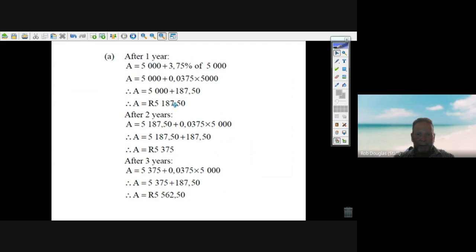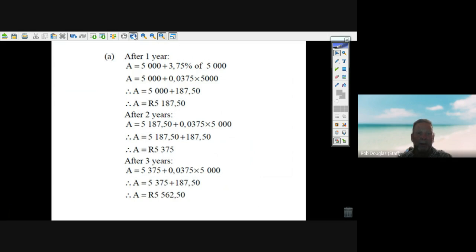And the way simple interest works, the next year, you make exactly the same amount, which is 3.75% of 5,000. And you just keep adding it. You add it for 3 years, and that's how you get your total. Well, that's a lot of figuring, and there's an easy way I'm going to show you how to do this.